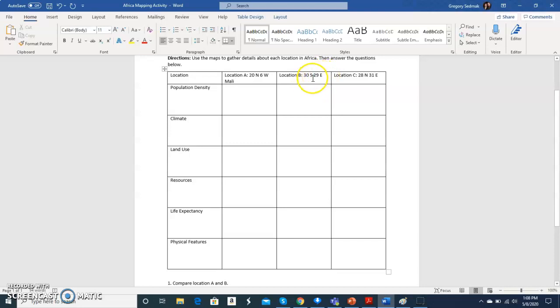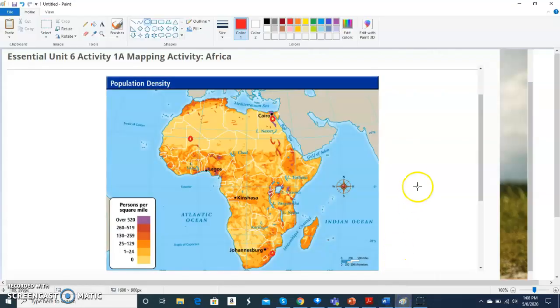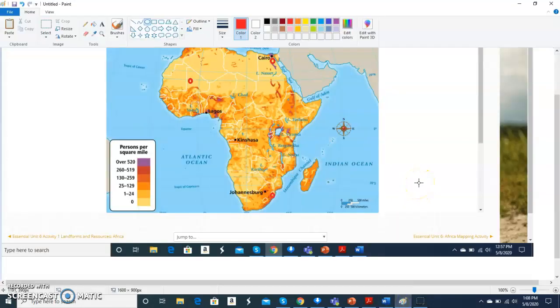So the next one is 30 degrees south. So this time it's south of the equator. So your mind should already go into the fact that this is in southern Africa. And then it's 29 degrees east of the prime meridian. So we're talking about total opposite side of the continent. And so in fact, that is down here in this part of Africa.